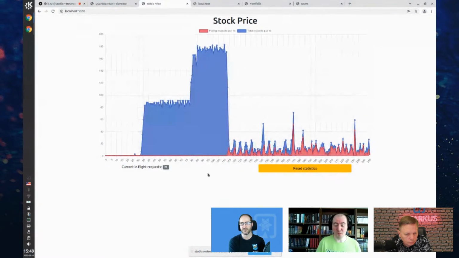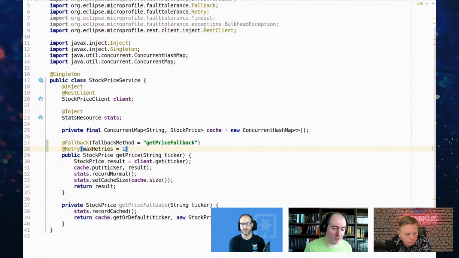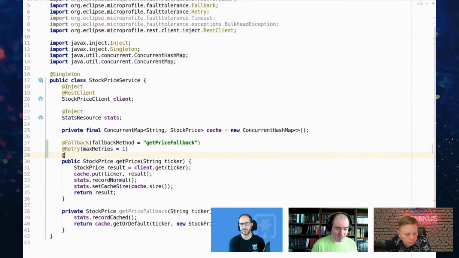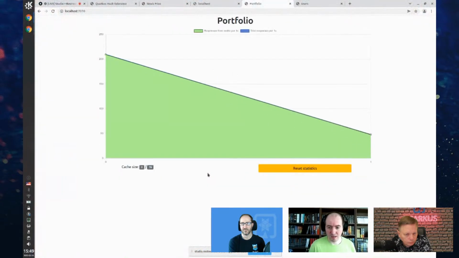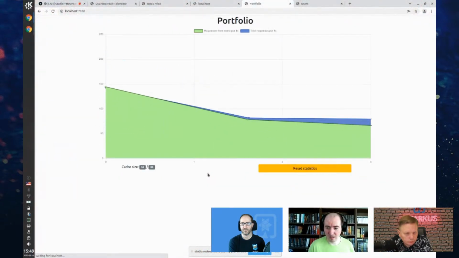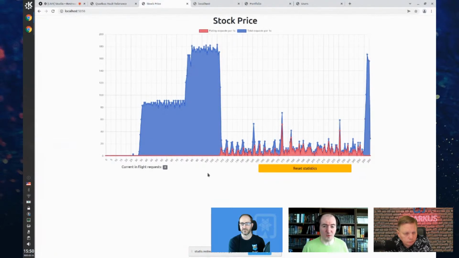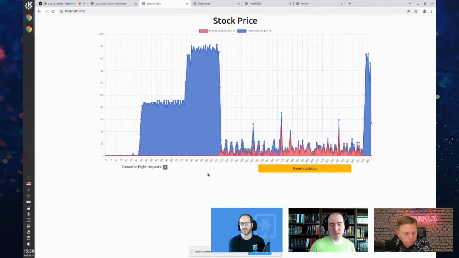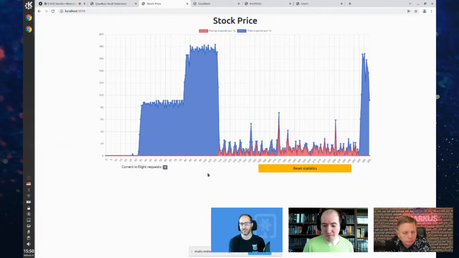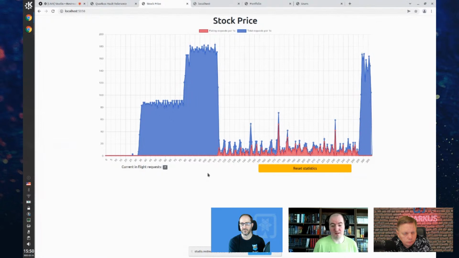It's still not gonna work properly. And what I can do is do the same thing I did before. I'll add a bulkhead to the portfolio service and the stock price service, and we still have only one of them. The other is still gone. The stock price service is now just fine.